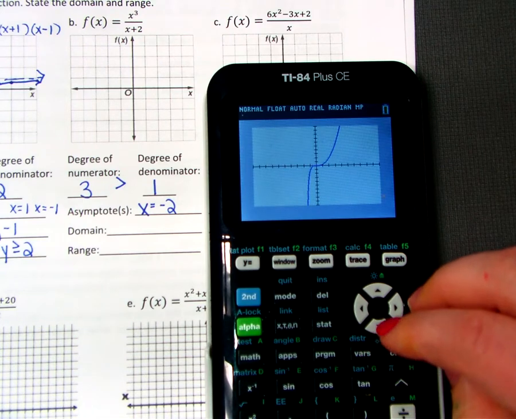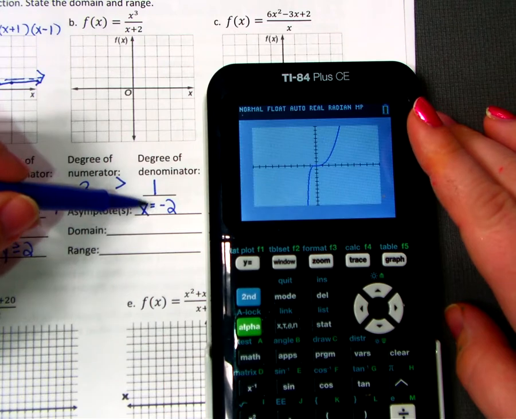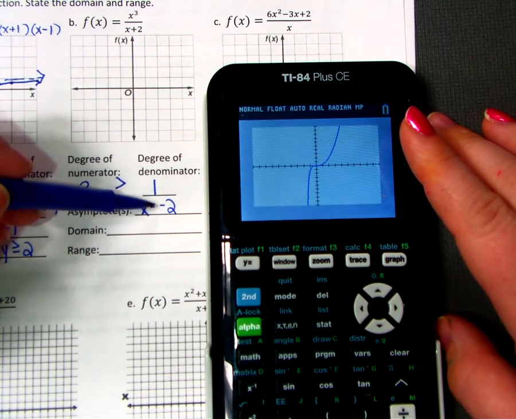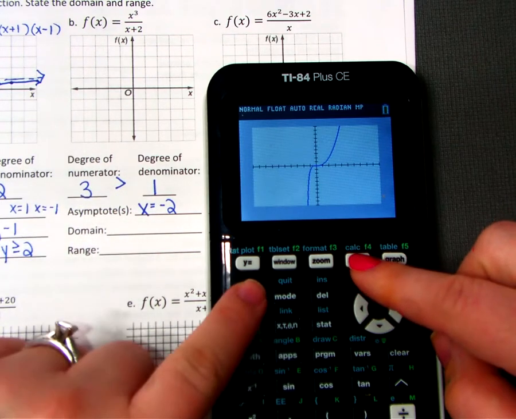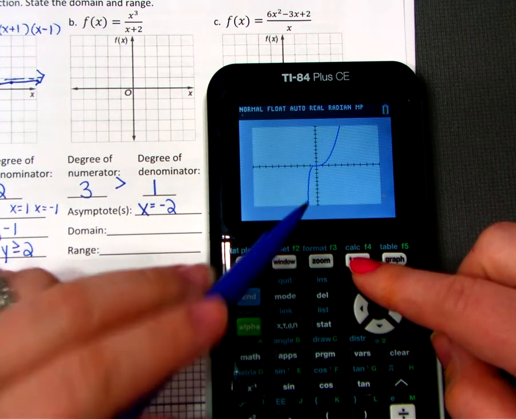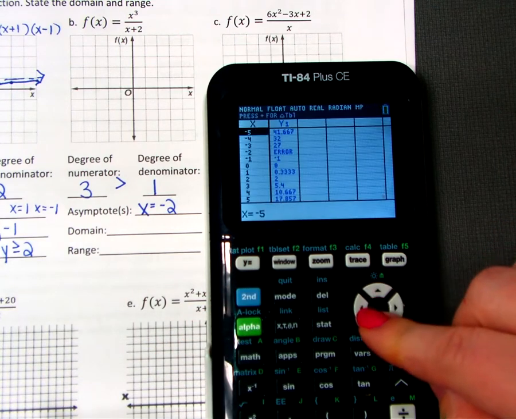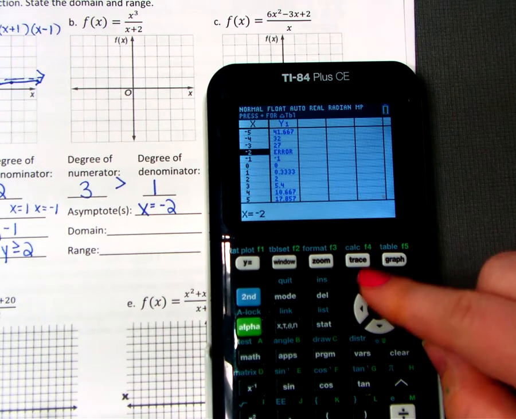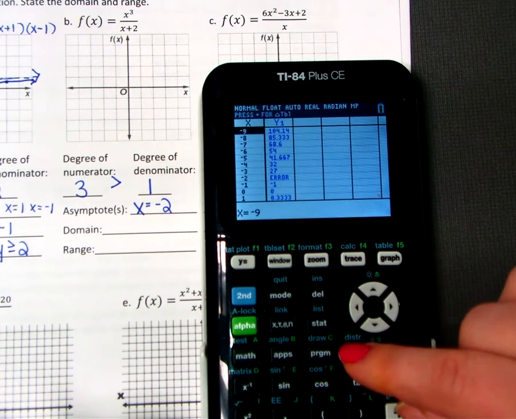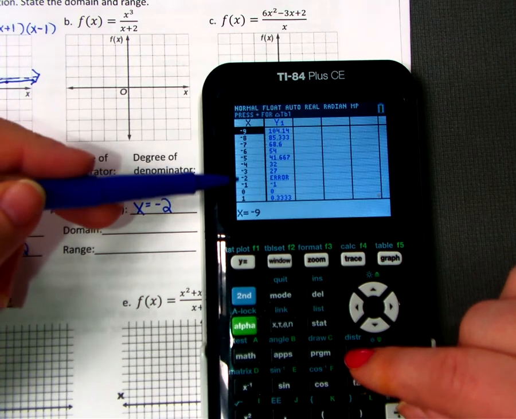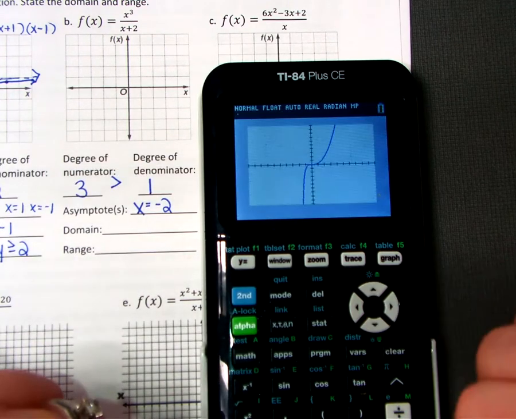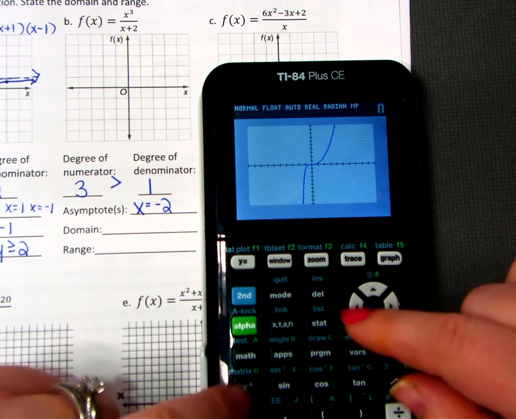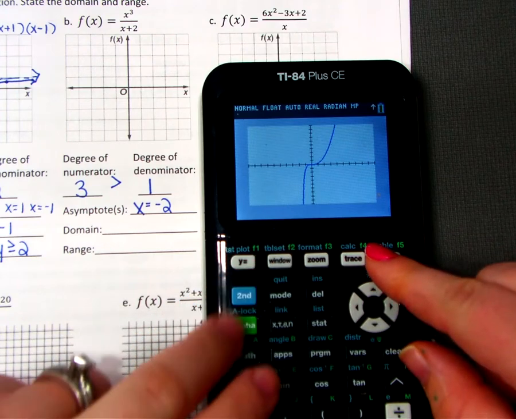Now we've got a vertical asymptote happening at x is equal to negative 2. But I want to make sure that I'm not missing other parts of this, because when I look at the table, you'll see at negative 2, there's our asymptote. I've got points that are continuing below that asymptote, but I don't see those points plotted on my graph. So I need to actually change my window to include some of these points.